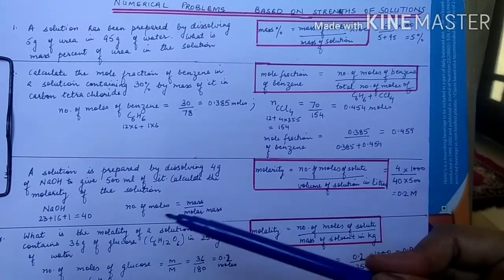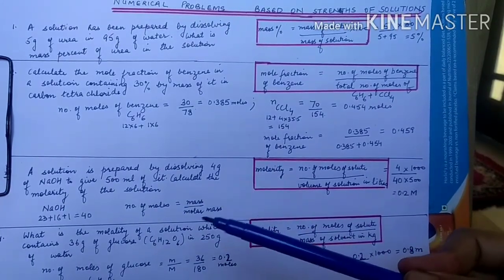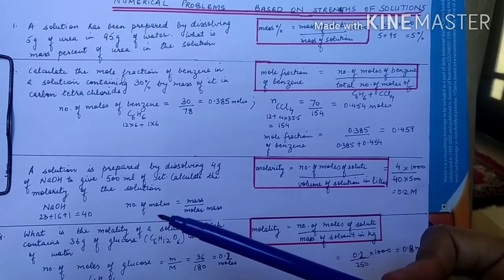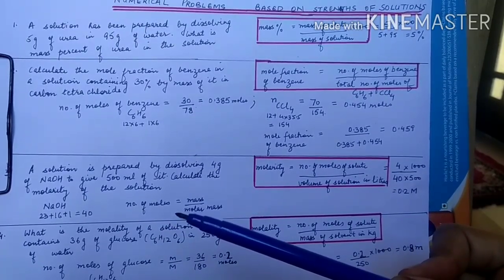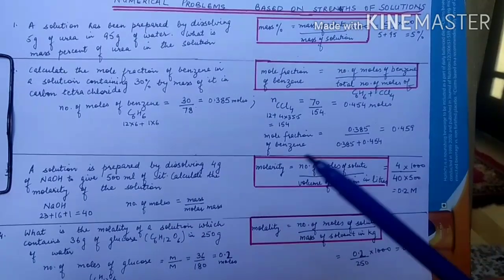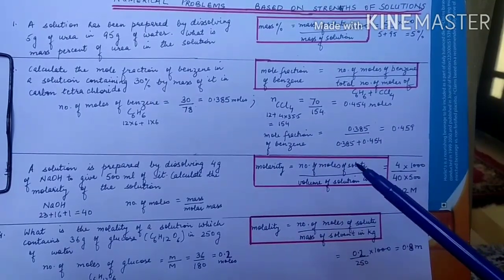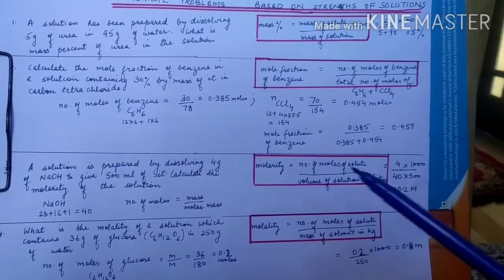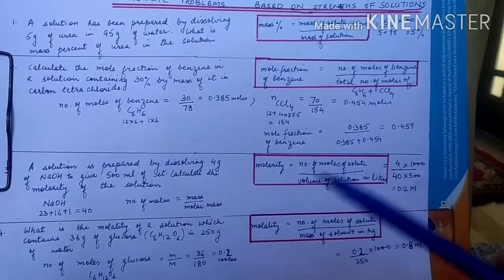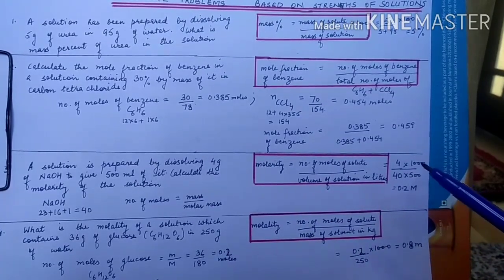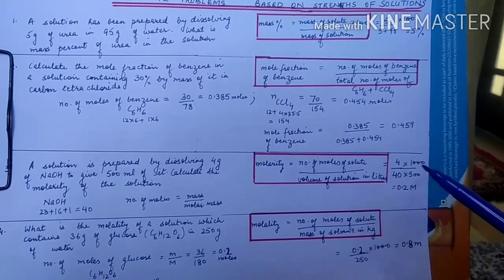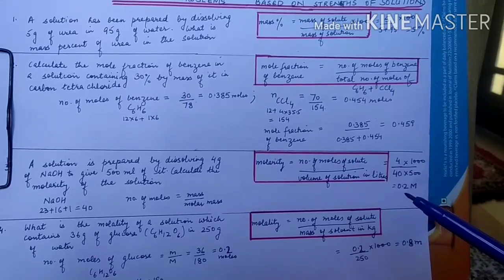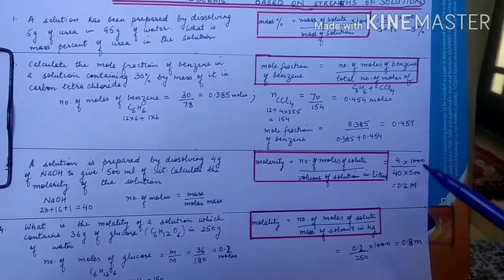So number of moles will be 4 upon 40. That comes out to be 0.1. Now molarity is number of moles of solute, which is 0.1, upon volume of solution in liters. So volume is in milliliters, 500. To convert it into liters, we divide it by 1000. So we get 0.1 into 1000 upon 500, that is 0.2 molar.